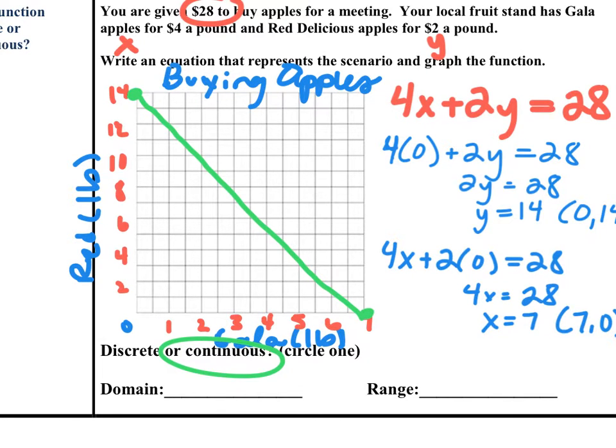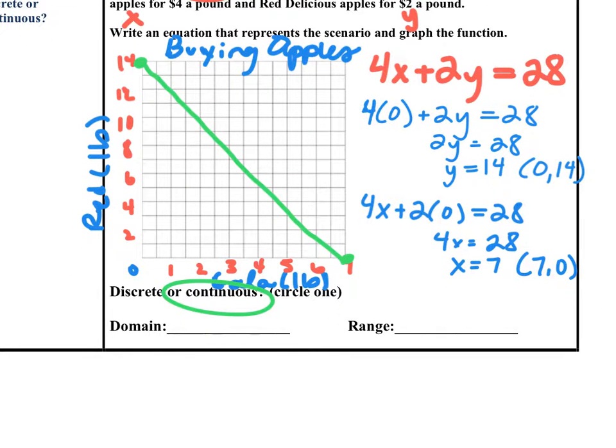Catherine? Yep. From 0 to 7. And it does include 0 to 7. You could have 0 pounds of Gala apples. You could also have exactly 7 pounds of Gala apples. And then how about my range?